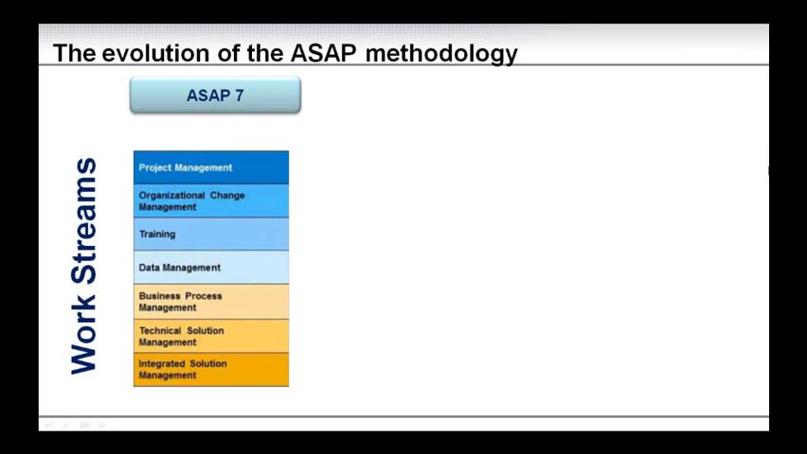Now another dimension where there has been an evolution is in the work streams. So in ASAP 7 you had a number of different work streams: project management, organizational change management, training, data management, business process management, the technical track, technical solution management, and then an integration focused track where they call integrated solution management.